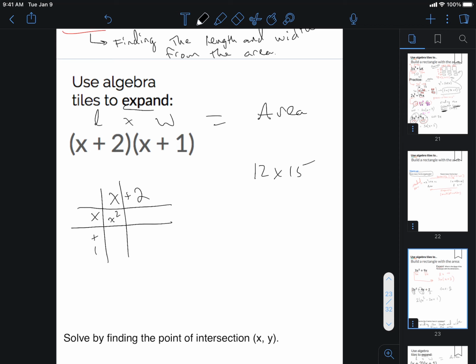I'll build one of these for you in a second too. I'll have to stop the video though. X times 2 is going to be 2x. X times 1 is x. 1 times 2 is 2.